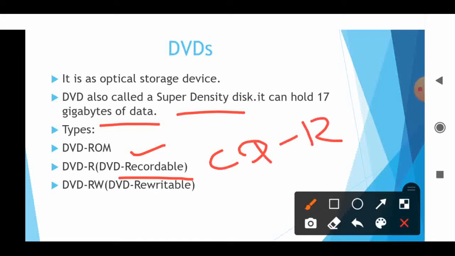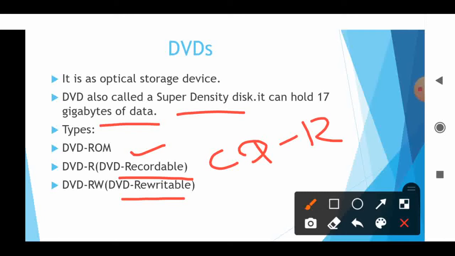Previously we have seen the same process. It allows the users to write on the disk once, but read many times. The next one is DVD-RW, rewritable. You can erase and read many times on them. These are all the types of the DVD.